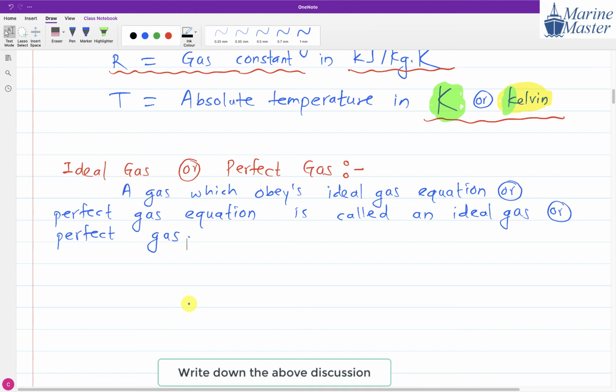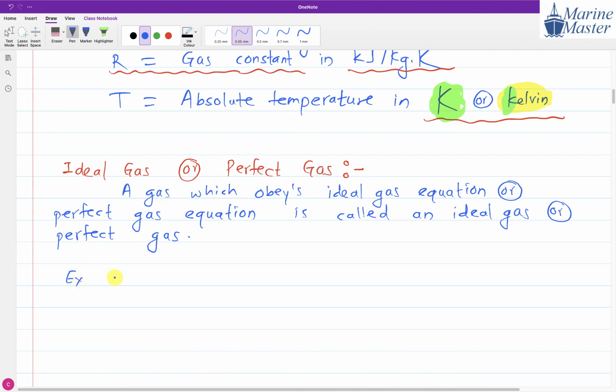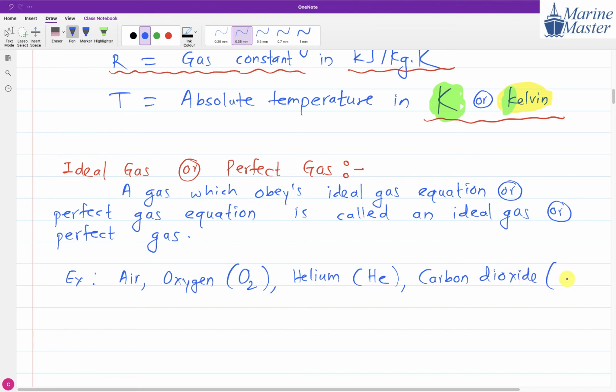Done, sir. Now, what are the examples of ideal gas or perfect gas? Examples of ideal gas are air, oxygen, which we denote by O2. Oxygen molecule is denoted by O2. Then helium, we denote by He. Then carbon dioxide. How do we denote carbon dioxide? CO2. Carbon dioxide is denoted by CO2.